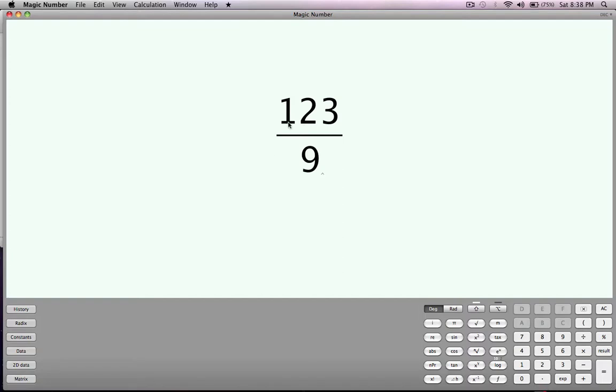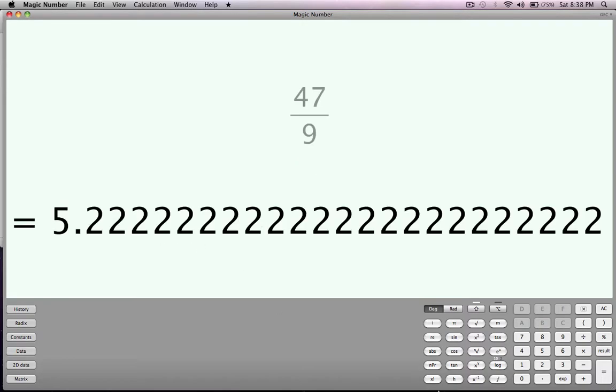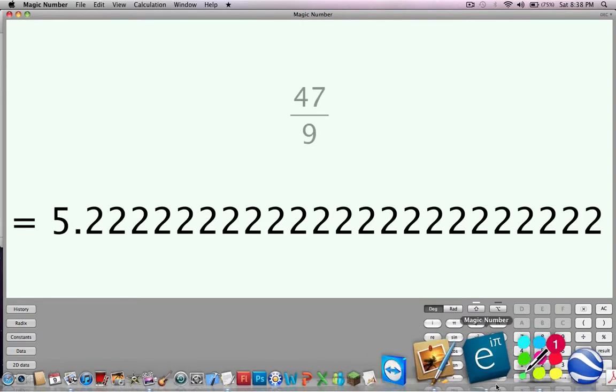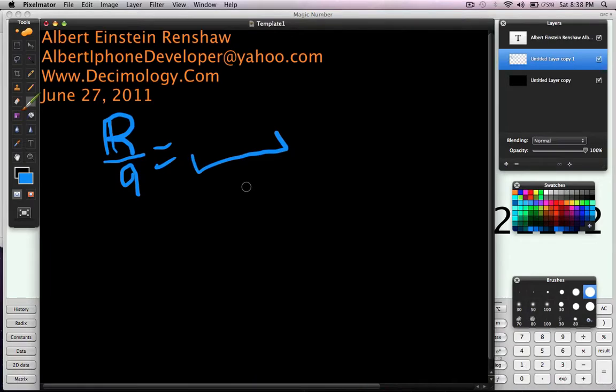And I say the answer is going to be 13.6 bar. 13.6 bar. And then if I say something like 47 divided by 9, then the answer will be 5.2 bar. And it's 5.2 bar. So that's just a quick example of how well these methods work, whether they're algebraic or non-algebraic. You can do it in your head. So let me go ahead and show you the pattern.